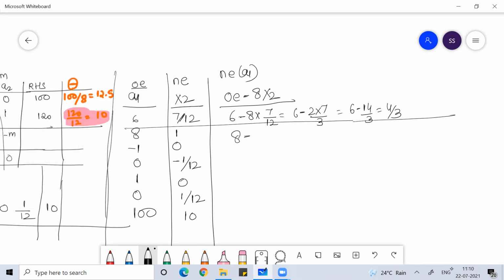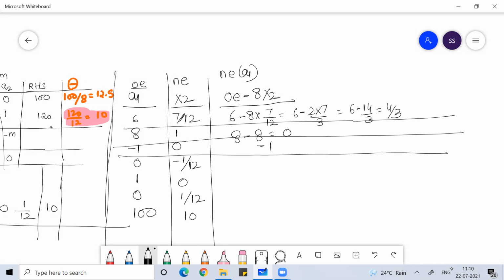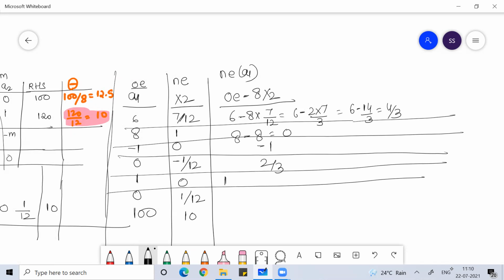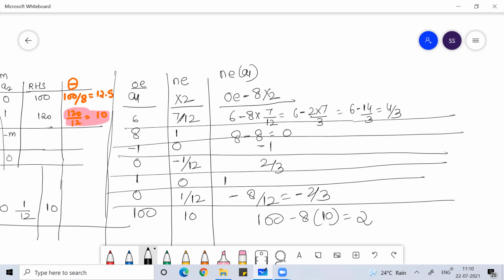And this is 8 minus 8, that is equal to 0. Then this is minus 1, because the other part is 0. Then this is minus minus plus 2 by 3, 8 by 12. And then this would be 1. This would be minus 8 by 12, minus 2 by 3. And then this would be 100 minus 8 into 10, which is equal to 20.